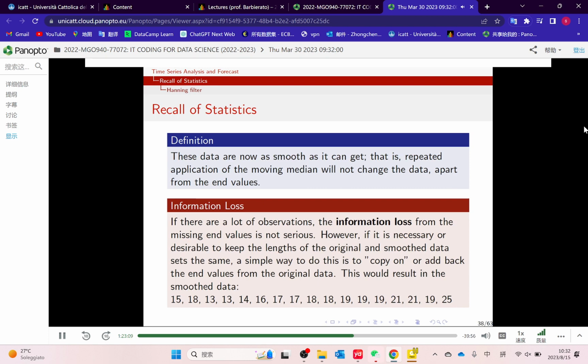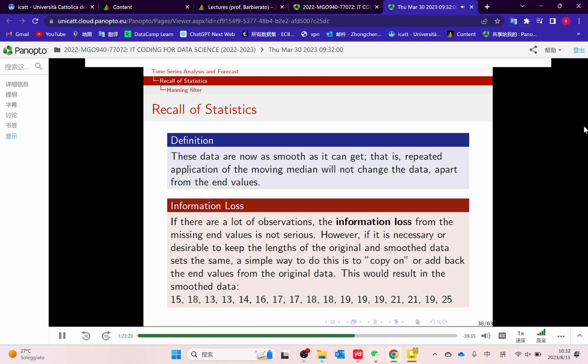It's called information loss. It sounds awful, loss. But it's not a problem if your time series is huge. If you have a lot of data, you can easily neglect this. It is a problem if you do not have a lot of data, because if you start to lose data and you do not have many, then you're in trouble.